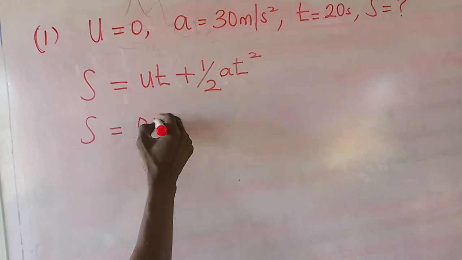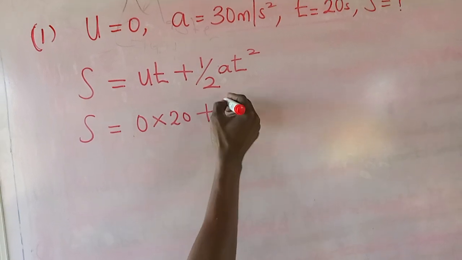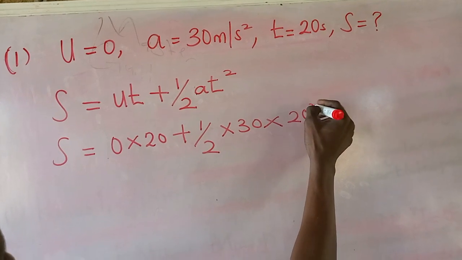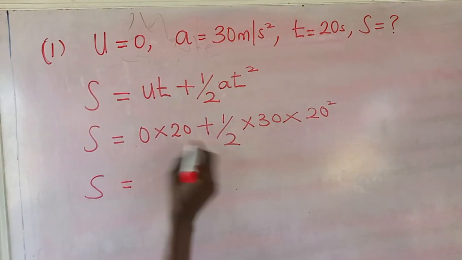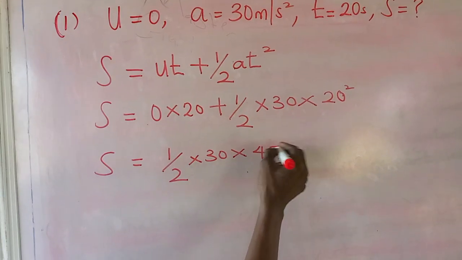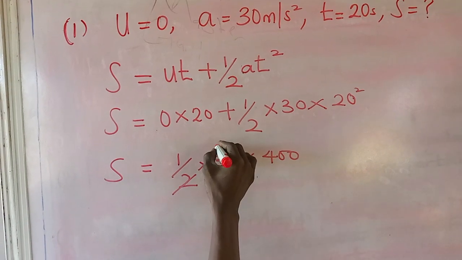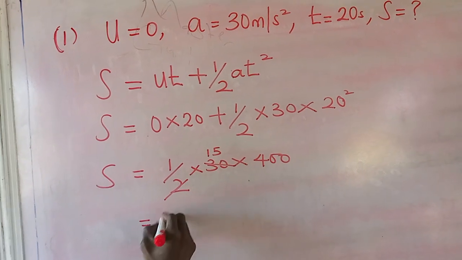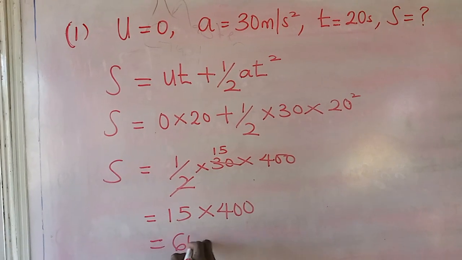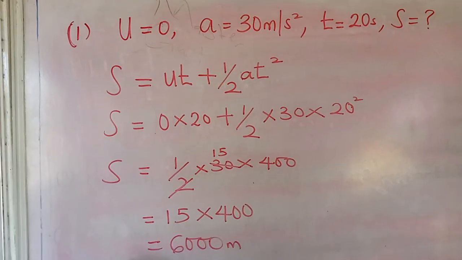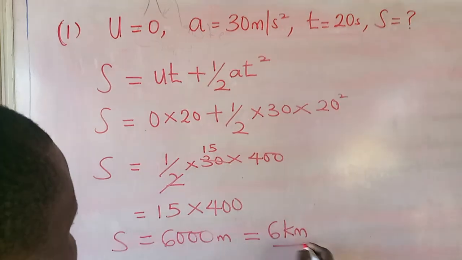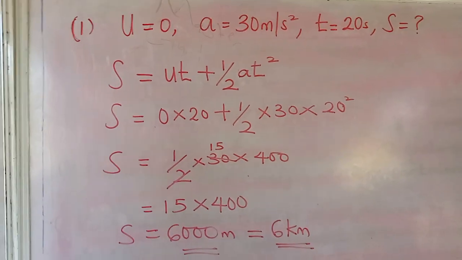s will be 0 times 20 plus half times 30 times 20 squared. Anything multiplied by 0 will be 0. That will be half multiplied by 30, multiplied by 400. Half of 30 is 15, and 15 times 400 will be 6,000 meters. So s is 6,000 meters, or 6 kilometers. I hope this is clear and straightforward.